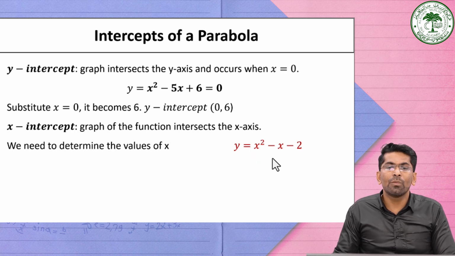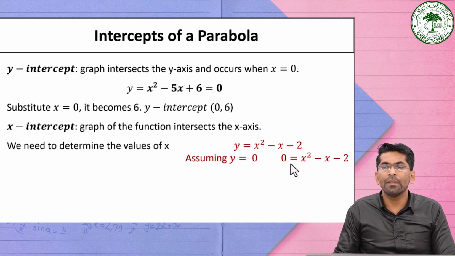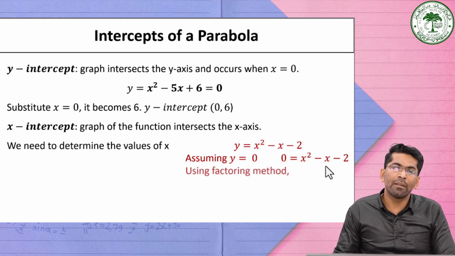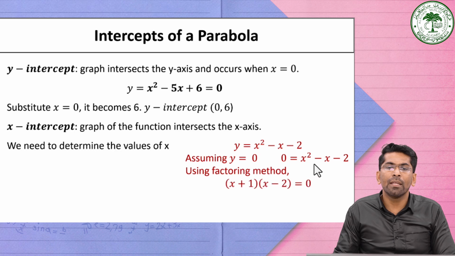y is equal to x square minus x minus 2. Here we want to solve the equation by assuming y is equal to 0. Then x square minus x minus 2 is equal to 0. So we can find the value of x by solving this quadratic equation. By using the factorization method, the factors of x square minus x minus 2 will be (x plus 1)(x minus 2) equal to 0.